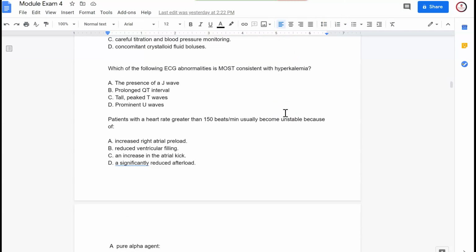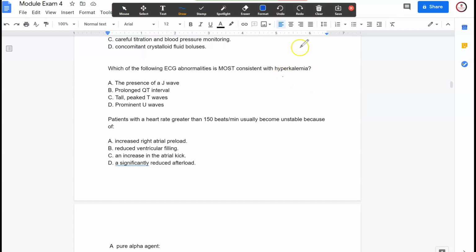Which of the following EKG abnormalities is most consistent with hyperkalemia, right? So we talked about hyperkalemia gives you tall, funky, pointy T waves. No J wave. Prolonged QT intervals usually a calcium issue. Prominent U waves is usually hypo. Oh my goodness, cold. Having a brain fart. So tall peaked T waves.